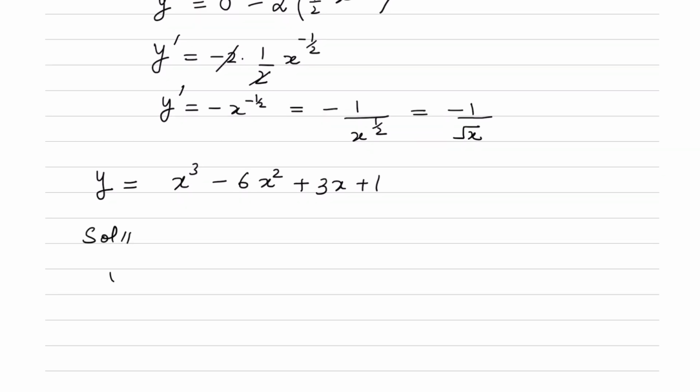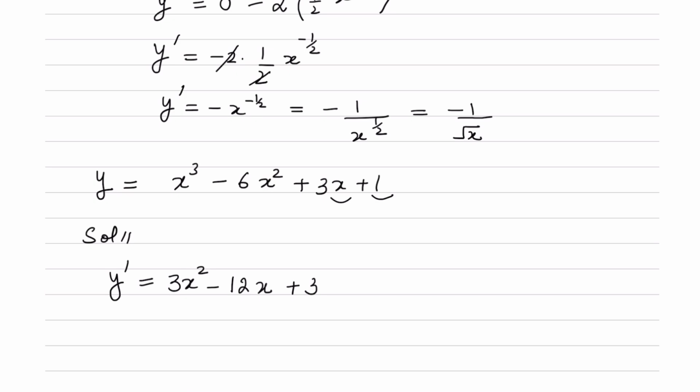So the derivative of y is denoted as y dash. By the power rule, it is 3x square minus 6 into 2, which is 12x plus 3. Because the derivative of x is 1 and the derivative of 1, which is a constant, is 0. So that's the first derivative.